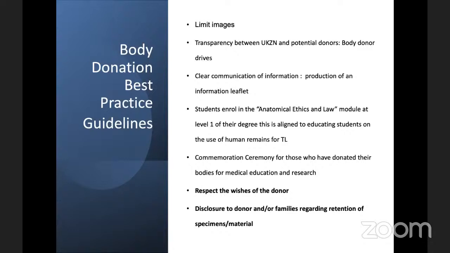Additionally, in order to groom ethical thinking, our first year medical science students attend a course in anatomical ethics and law. Now, this module is aligned to educating students on the use of human remains for teaching and learning. In the lecture content, various aspects, including legal, ethical, and cultural issues are touched on. We end our academic year with a commemoration ceremony for those who have donated their bodies for teaching and learning.